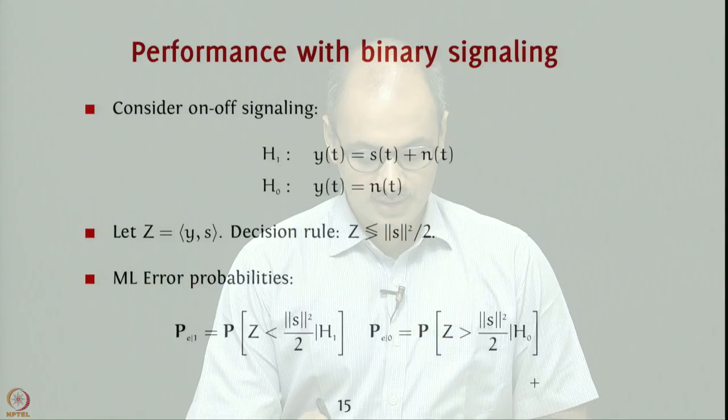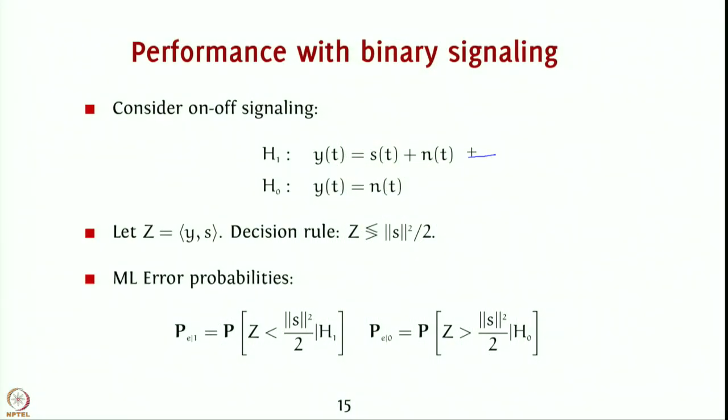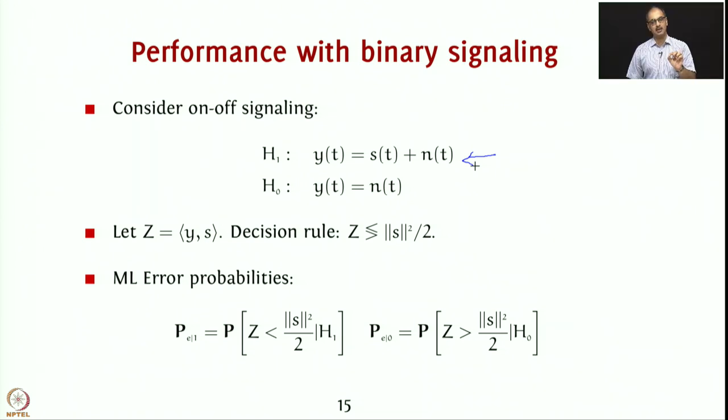So in this case, let us take this scenario, H1, where y of t is equal to s of t plus n of t. That is, s of t is sent and y of t is received. This is the situation where you send 1. This is the situation where you send the bit 0, you send nothing, y of t is n of t. That is, if you don't send anything, at the receiver you're only measuring the noise.